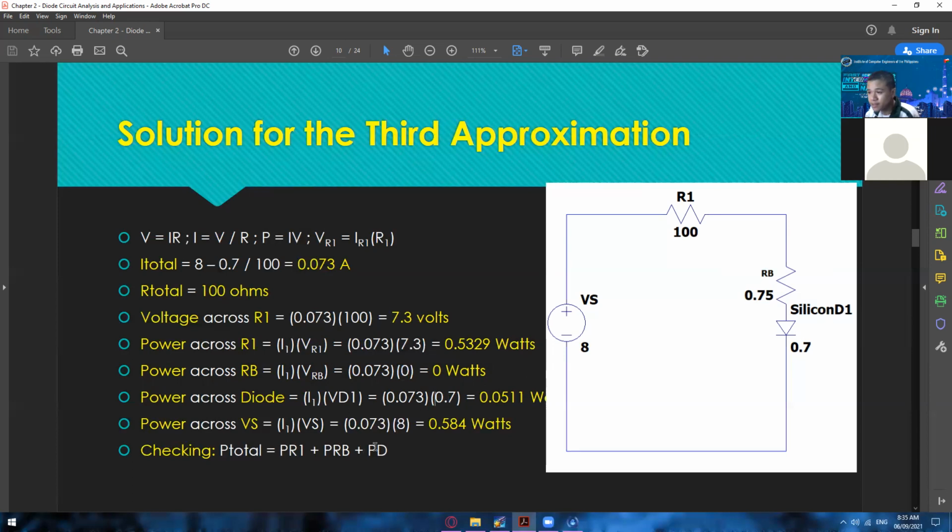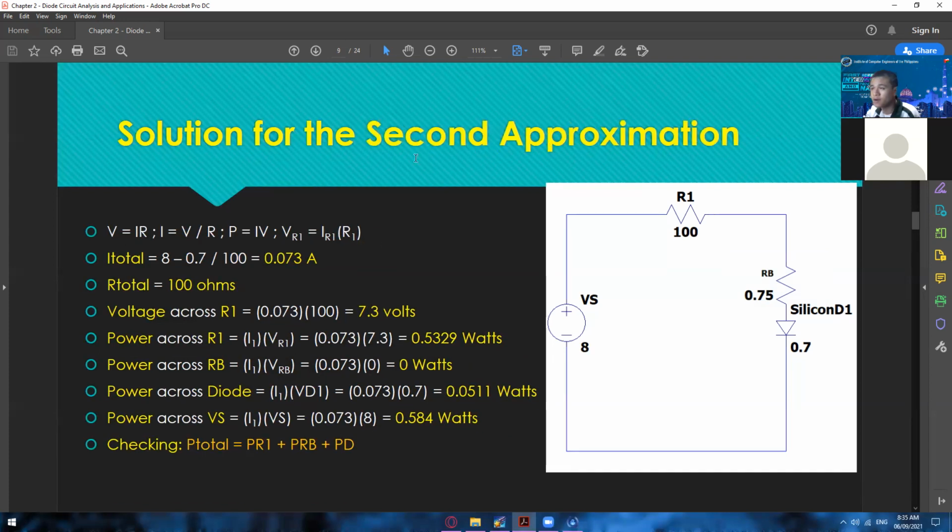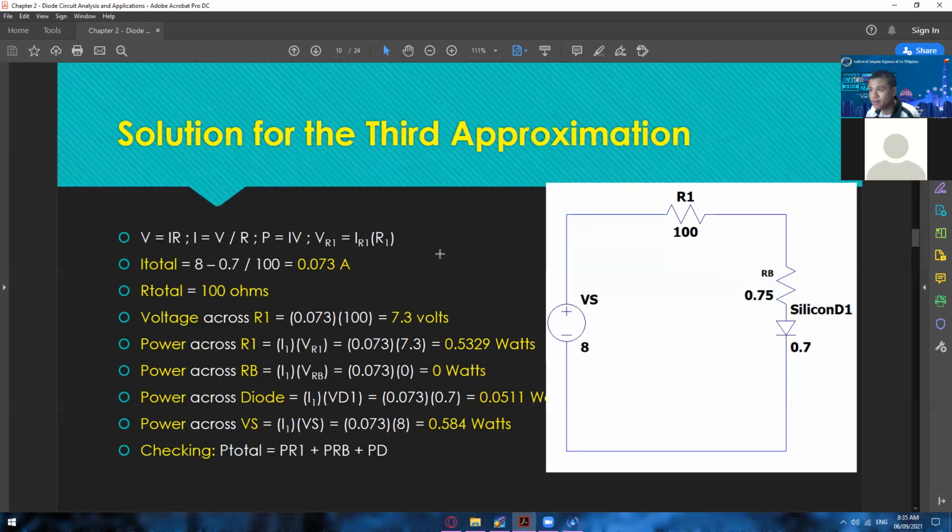Okay, and I think everything is the same. Yeah, everything is the same on our answer on the second and then the third approximation. So this will only change if we have 1.25 maybe or 1.5 bulk resistance. Okay. So again, I'll give you guys 20 seconds, maybe 20 to 40 seconds since everything is the same anyway. And then just give me thumbs up if everything is okay already on the third approximation.